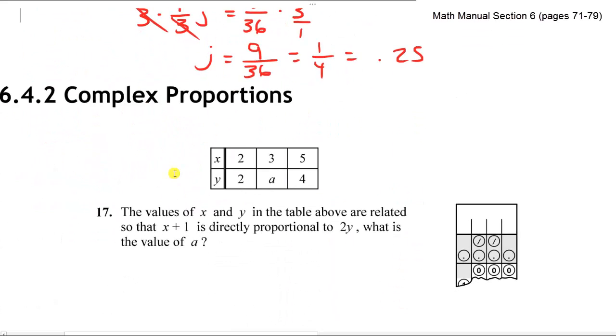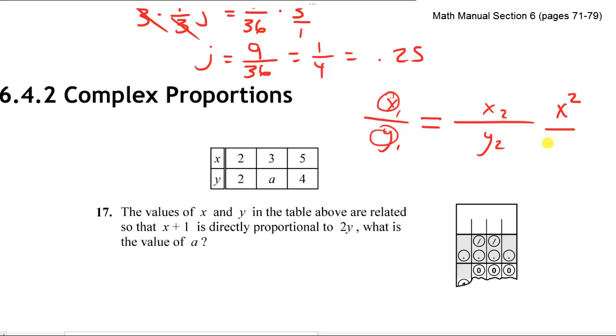Now, complex proportions. Sometimes ETS will not be asking you for a very simple x1 to y1, x2 to y2 proportion. Sometimes there will be more than just an x or a y. They could say something like x squared is directly proportional to 2y, in which case your proportion would have to account for that specific proportionality. You would have to put an x squared over a 2y, another x squared over a 2y. Number 17 is a good example of this.